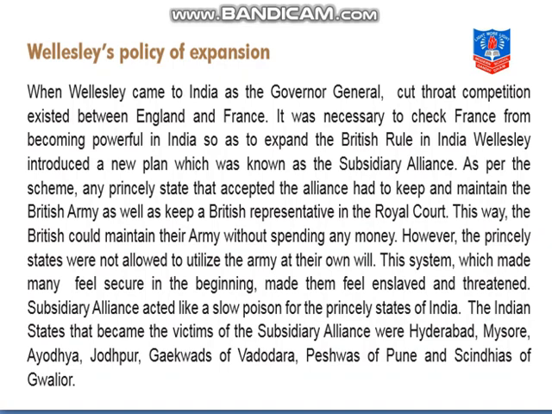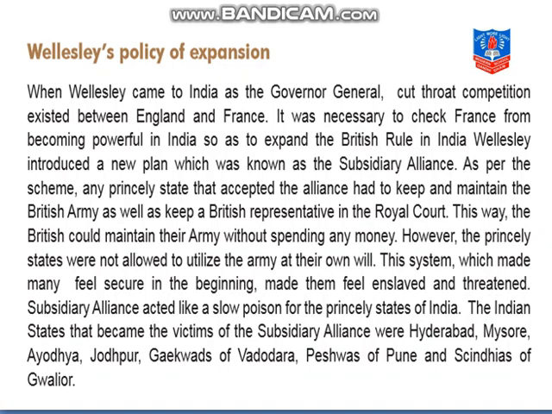So we can say this was kind of an offer, like we get offers on different products, different sales in different shops in festive seasons. So this was kind of an offer to the kings. Now, what were the rules of this offer? Those who accept this system, subsidiary alliance, first of all they had to follow the rules. What were those rules? They had to keep and maintain the British army as well as a British representative in their royal court.